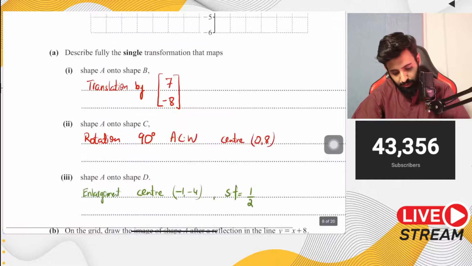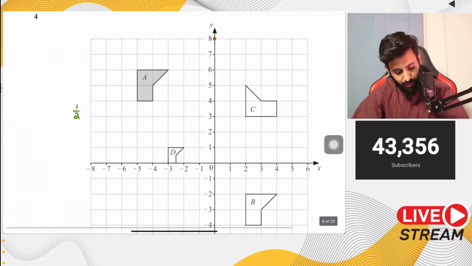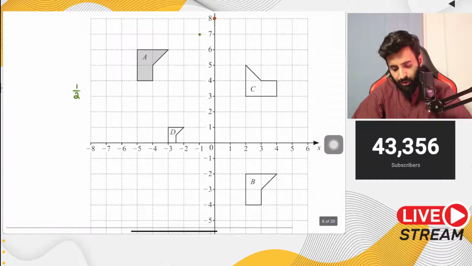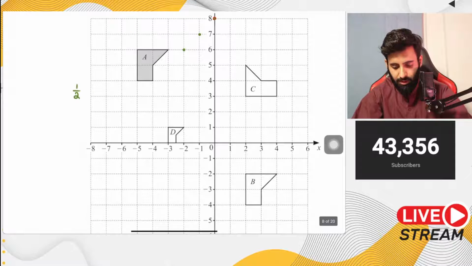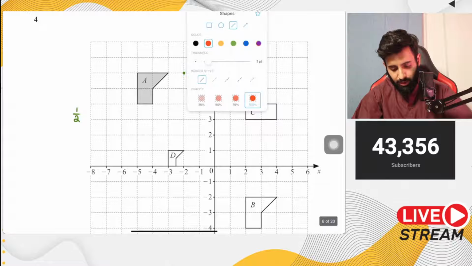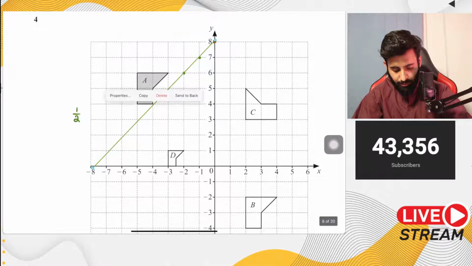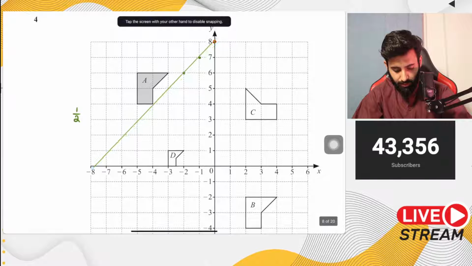0, 8, 1 and 9. Okay, we don't have room for 1 and 9, but -1, 7 we can mark. And if you plug in -2, so -2 plus 8 is going to be +6. Okay. Now let's join this line. Here it is. There you go. Okay. Now what are we supposed to do?